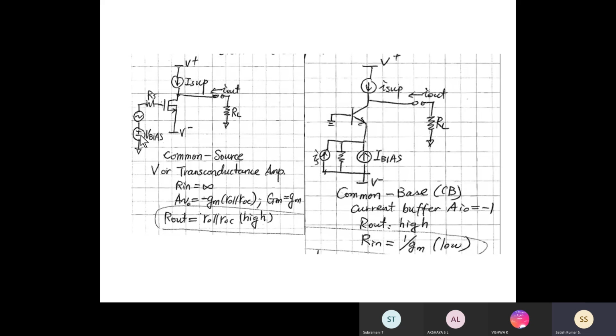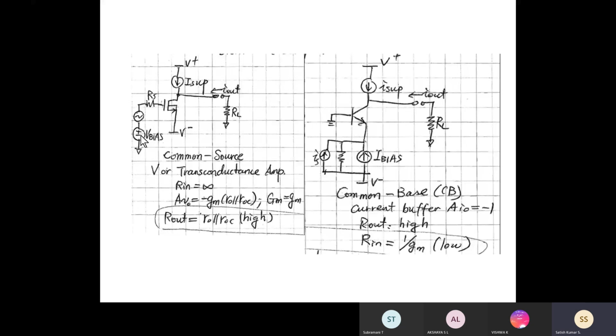But the output impedance is also high. You have to remember that for common drain or common source, the output impedance is a higher one and the input impedance is also infinity. Okay. So this is a way to simply remember the comparison of common drain and common source.